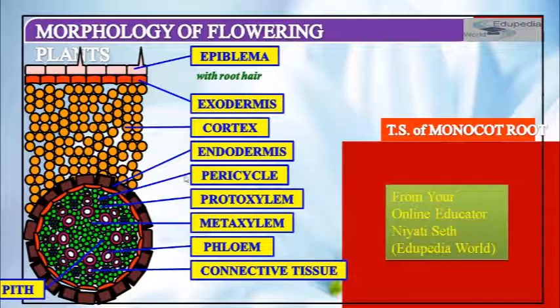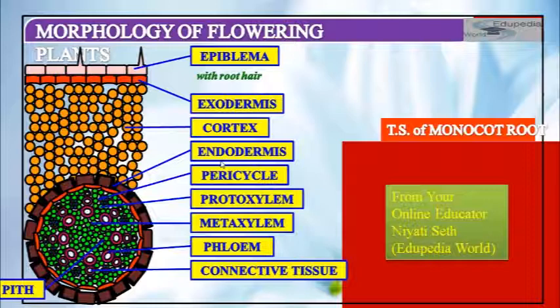Then above it is endodermis, which is the innermost layer of the cortex, formed by compactly arranged barrel-shaped cells, students. And some of the cells in the endodermis are thin-walled and they are known as passage cells.